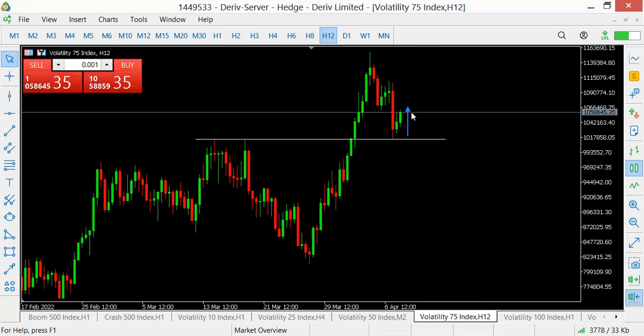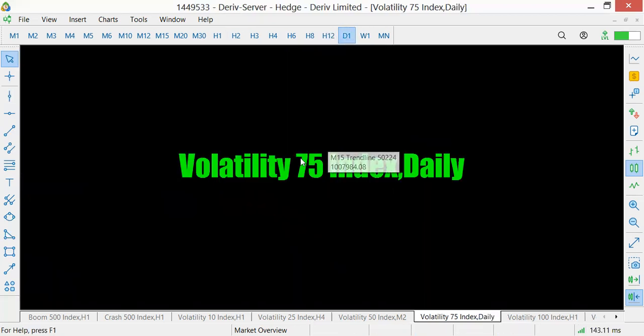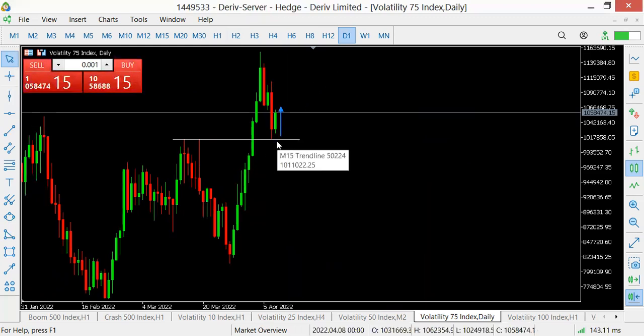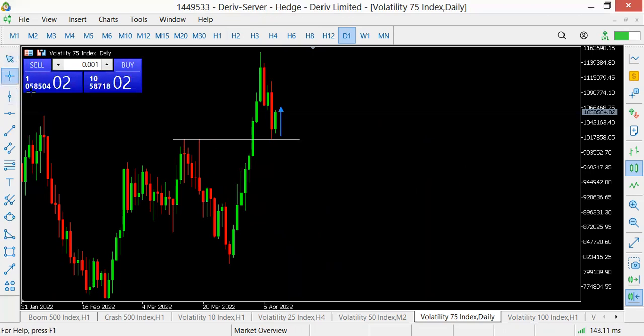So quickly look at what this 75 is doing. It is buying at the moment on the daily time frame. So this is the 12-hour time frame. Let's look at the daily time frame. It is buying on the daily time frame, and it is owing to the fact that it is rejecting from a pivot zone.